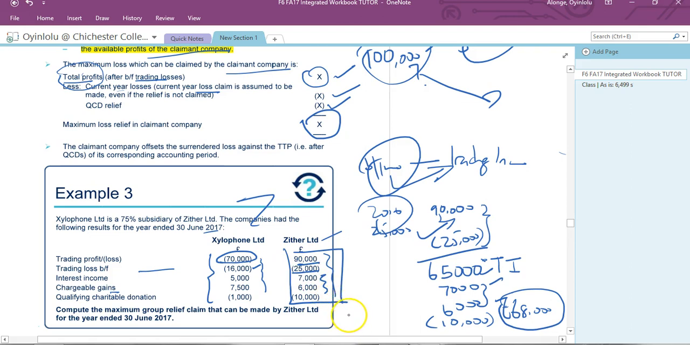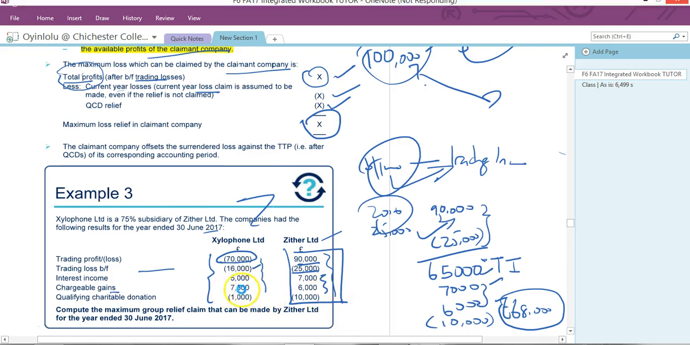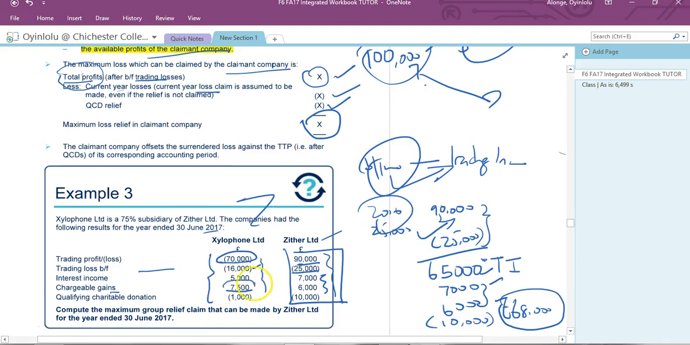Okay, and then the chargeable gain won't come into it, and then you have this charitable donation. So play around with this and see how you fare. But it's really Ziffer I wanted to focus on, and then we'll carry on to the next example, because Xylophone is really a repeat of what we did earlier on, surrendering losses. Okay, great stuff. See you in the next video.